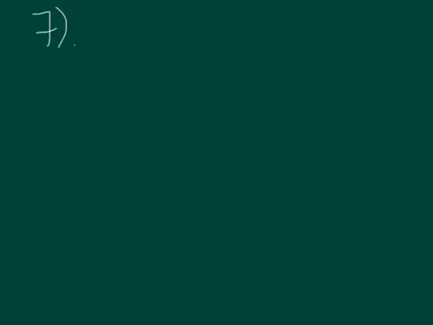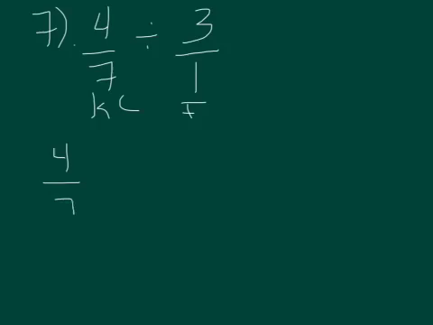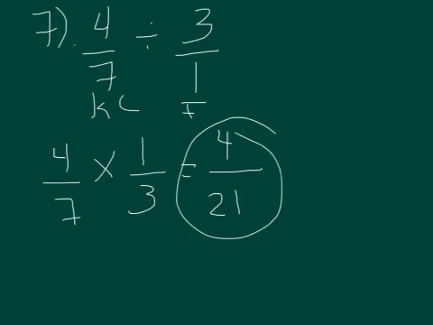On number 7, we got 4/7 divided by 3. Well, once again, I'm going to do my KCF, but what I'm going to do is put a 1 under this whole number, and now I can do my KCF method. I'm going to keep my first fraction of 4/7, change that division to multiplying, and flip my second fraction. Now, of course, 4 times 1 is 4, and 7 times 3 is 21, and I am done. So I can flip over to the back here.